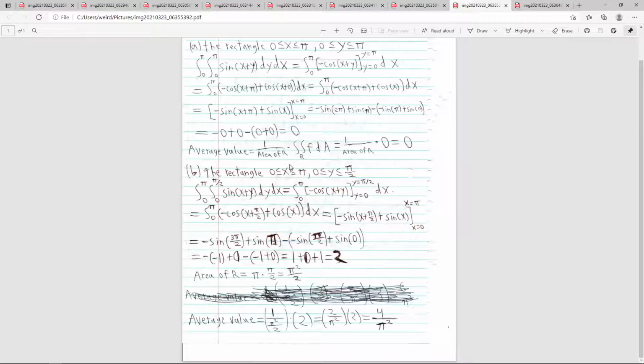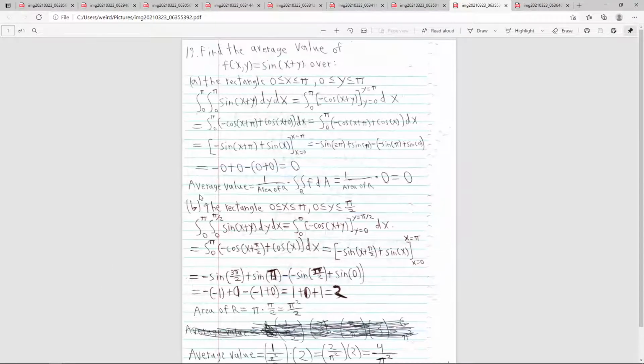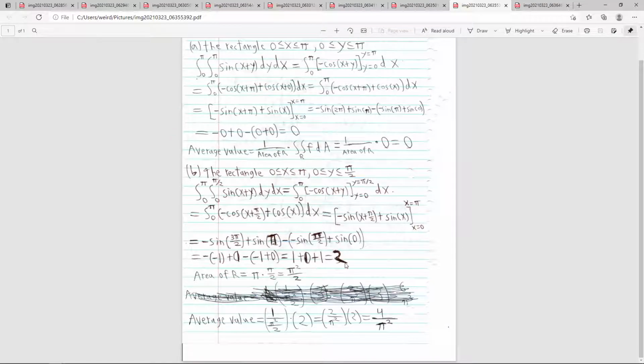The next rectangle has x values 0 to pi and y values 0 to pi halves. So x equals 0 to x equals pi; we set it up as 0 to pi for x, and 0 to pi halves for y, because obviously you changed that. And you integrate it like before. You get 2 when you do enough integration.